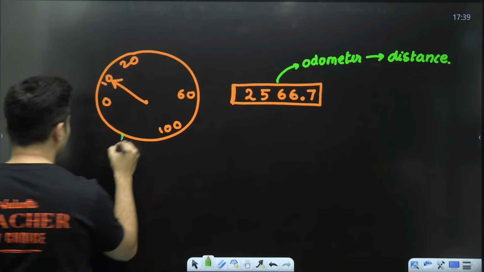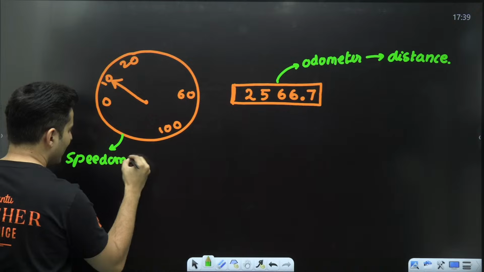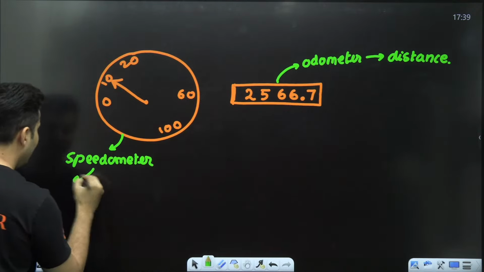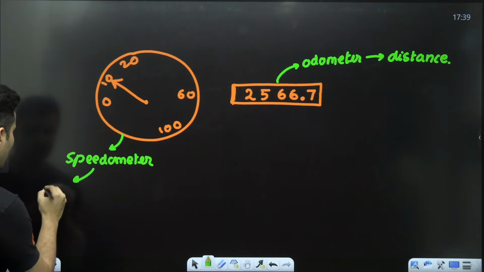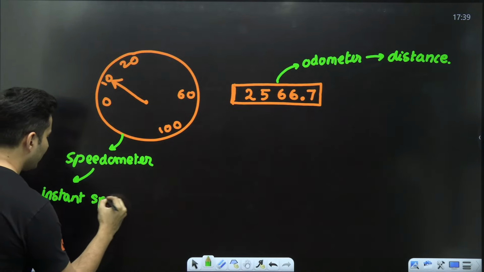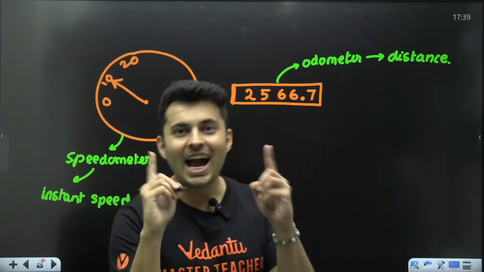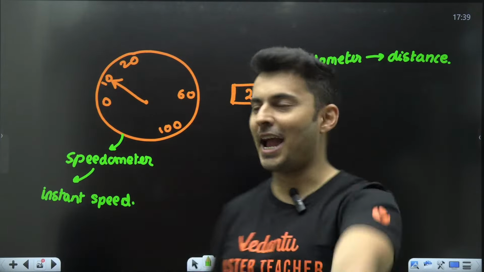And what is this? This is your speedometer. And what does it show you? Average or instantaneous? It shows you instantaneous speed. At that moment, what is your speed? And it keeps changing. It is not showing average.